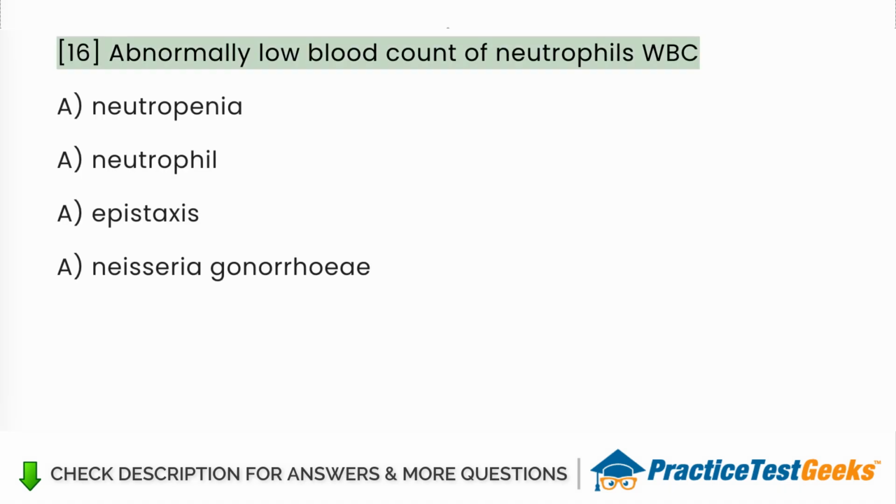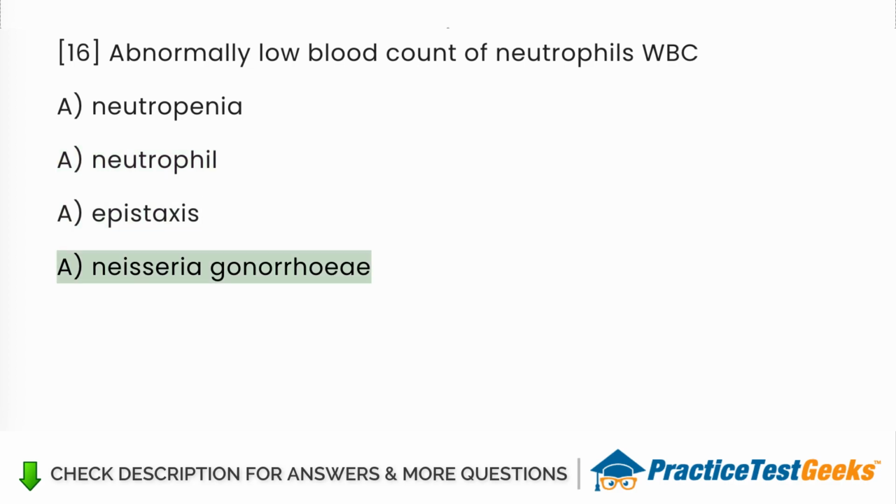Abnormally low blood count of neutrophils, a type of WBC. A. Neutropenia. B. Neutrophil. C. Epistaxis. D. Neisseria gonorrhoeae.